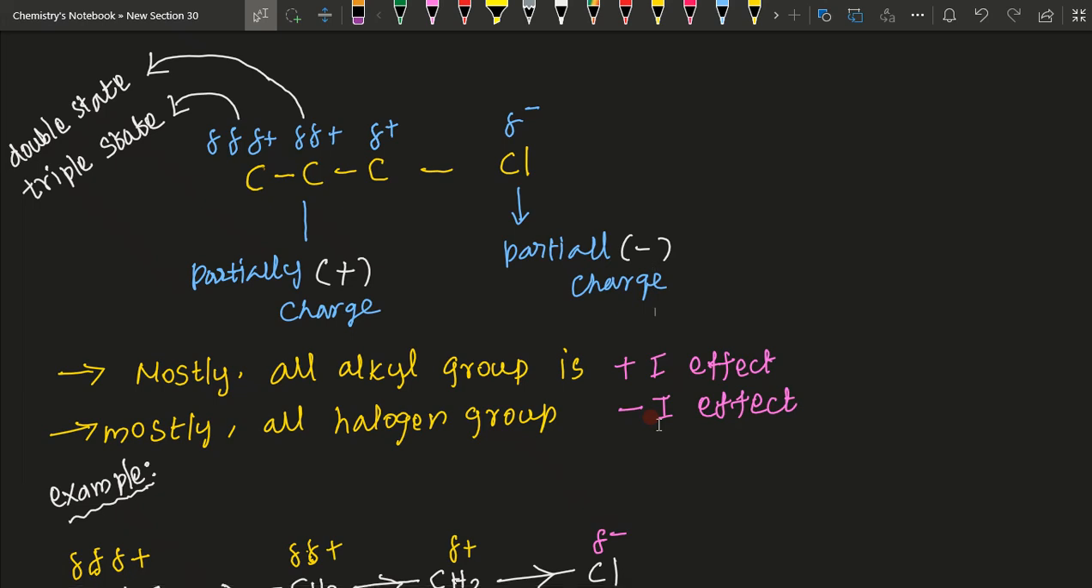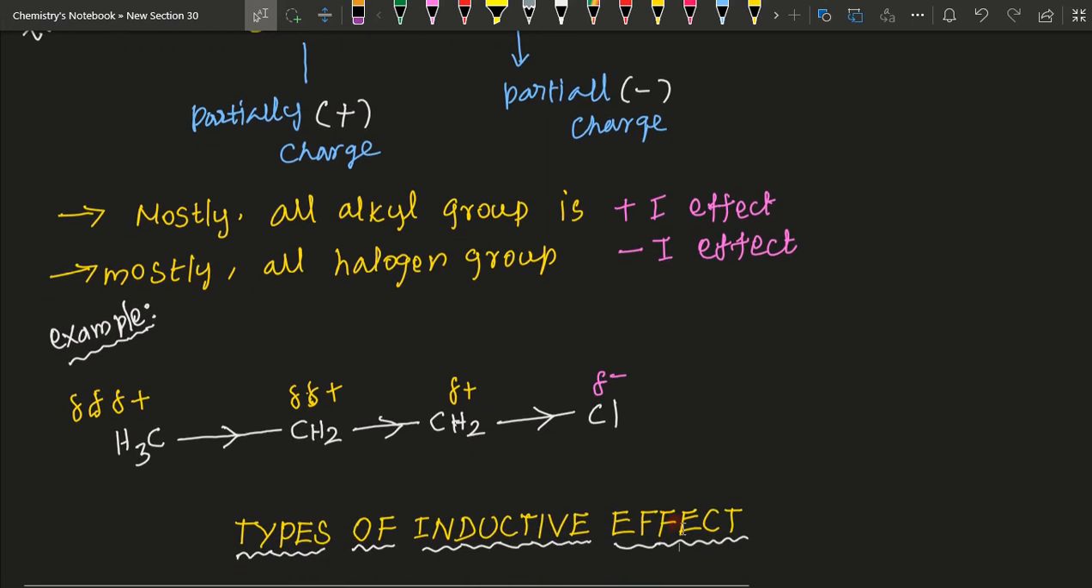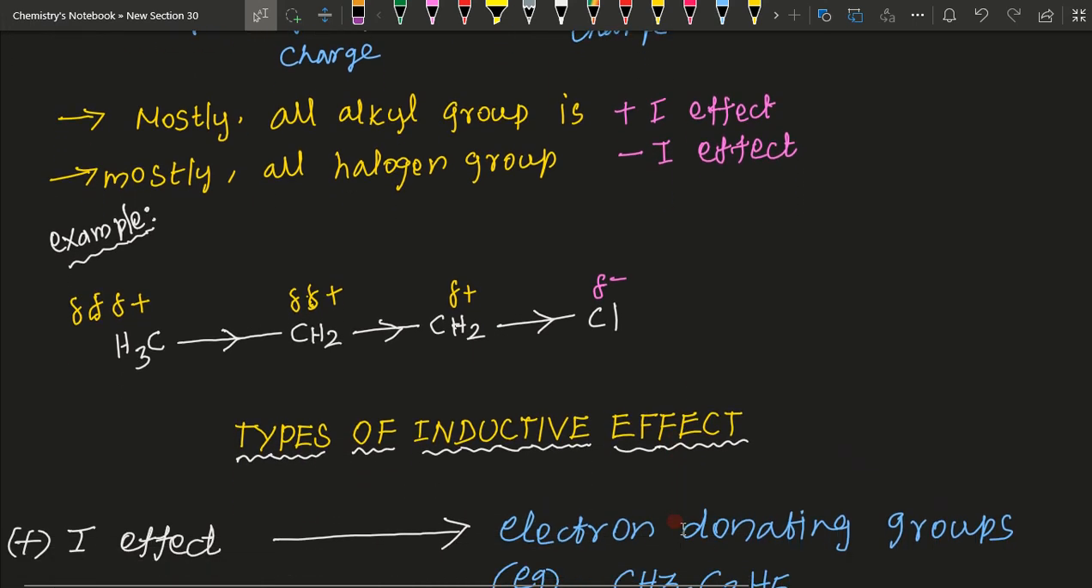For example, see below. This is the chlorine. Here there is one methyl group, there is one methyl group, there is one methyl group. This chlorine atom is pulling one electron from this carbon, this carbon is pulling the electron, this carbon is pulling one electron from this carbon. See the arrow marks like this.